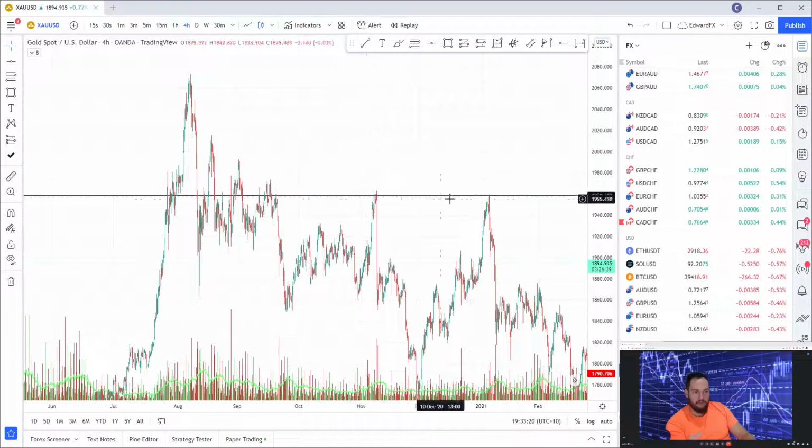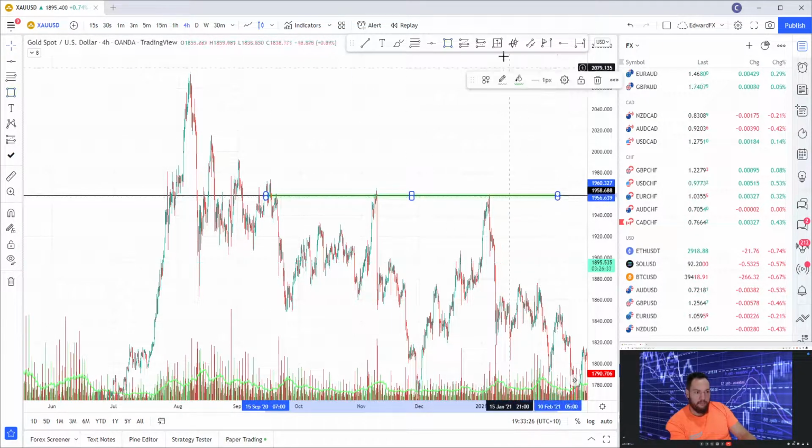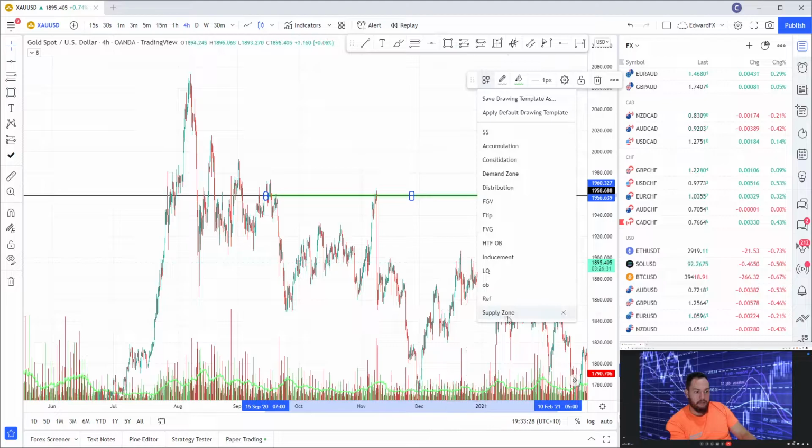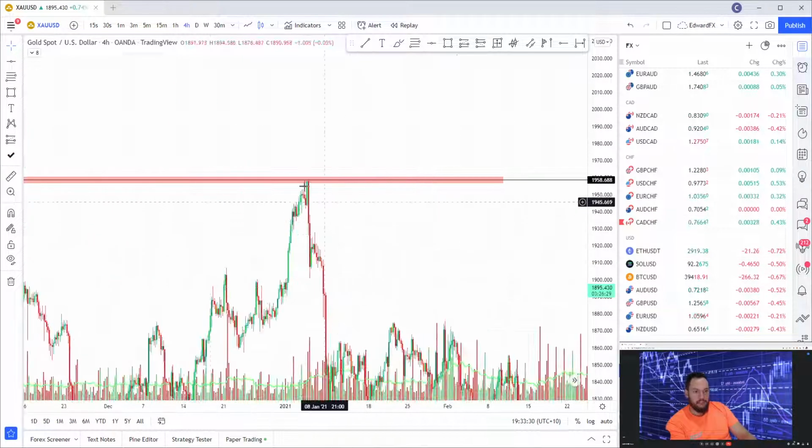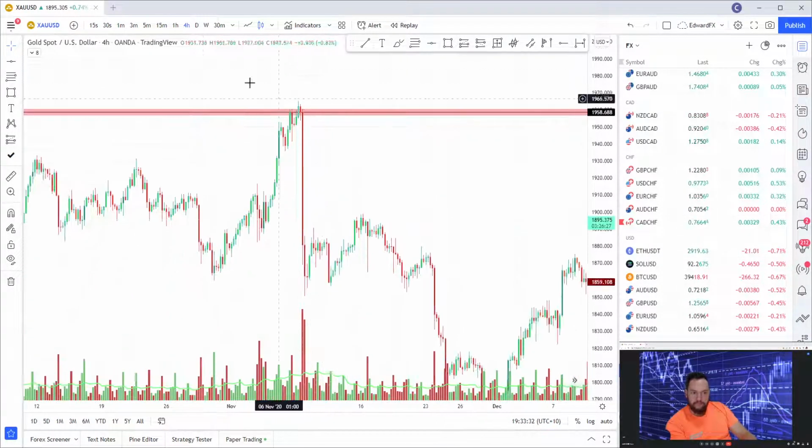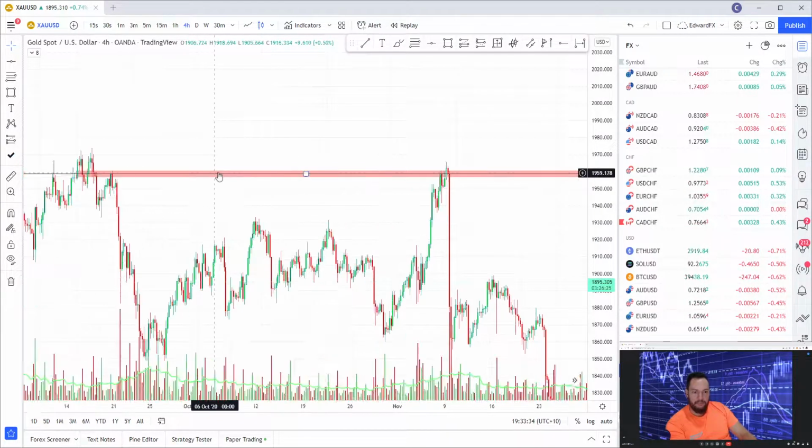So 1, 2, 3, where it fails to break through. So we'll mark these areas. Okay. Put them as a supply zone. Right. And we'd be literally waiting for these moves to come.